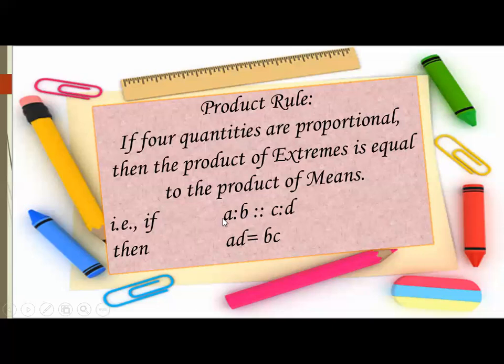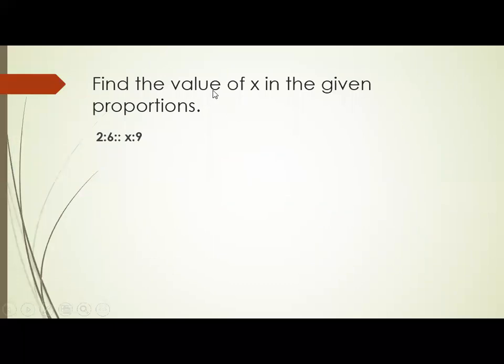If A ratio B equals C ratio D, if these four quantities are proportional, then A into D is equal to B into C. That means the product of extremes is equal to the product of means. This is the formula for our next exercise, exercise 7.4. Okay, now let's apply this formula on the given question.